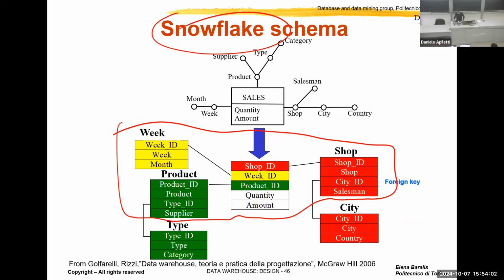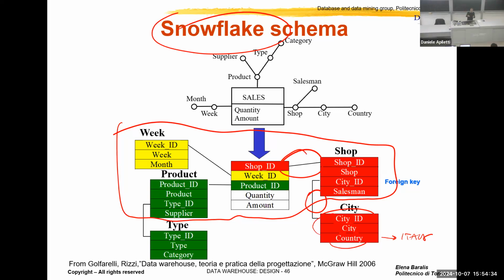Okay, so here, if you want to select all the sales from Italy. Italy is here. You need to check Italy, get all the city IDs of Italy, do the join with the shop, and do the join with the fact table. So you do two joins. Okay, so one join here and one join here. Two joins to answer that query. So you pay in terms of time, execution, performance, okay?